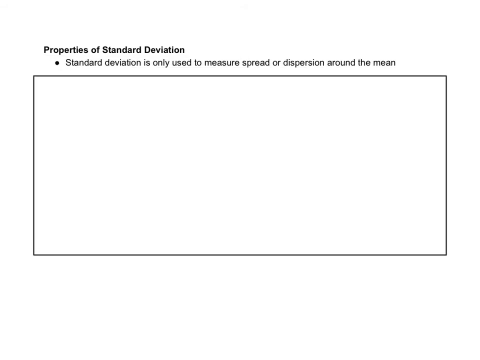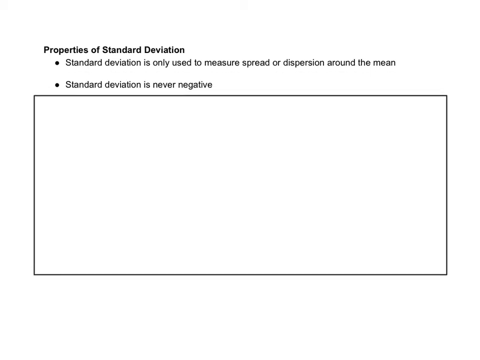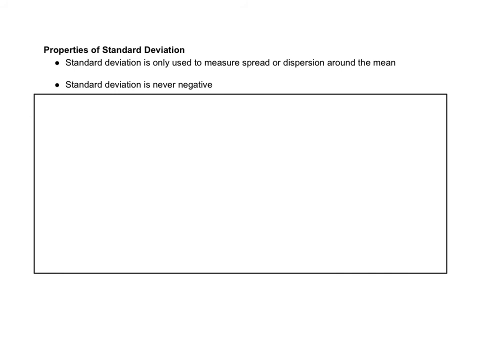Now we have some properties of standard deviation. The first one: standard deviation is only used to measure spread or dispersion around the mean. We're always focused on the mean. Standard deviation will never be negative. We're always going to have that spread. It's always going to be a positive value.